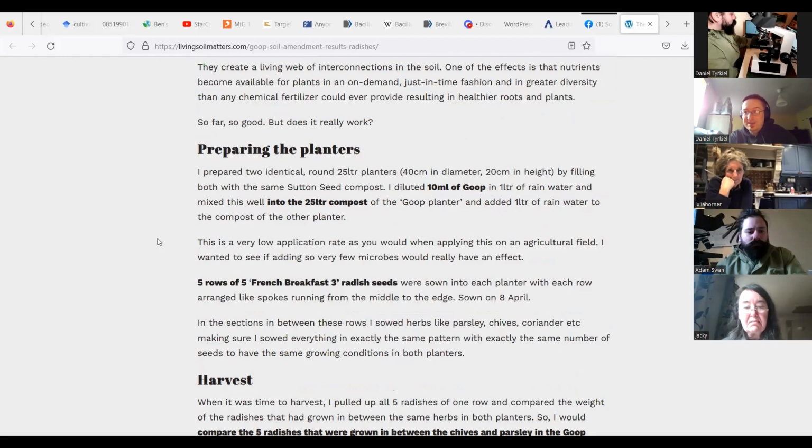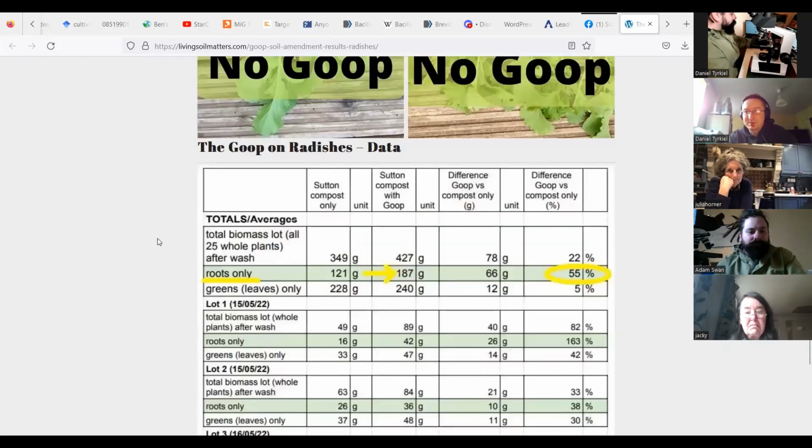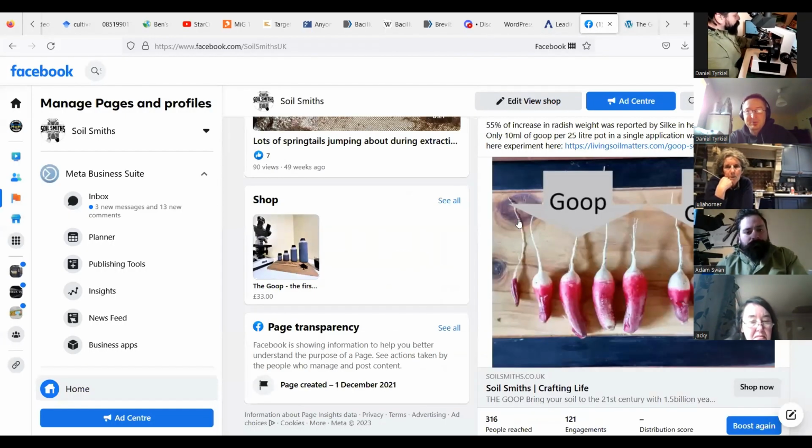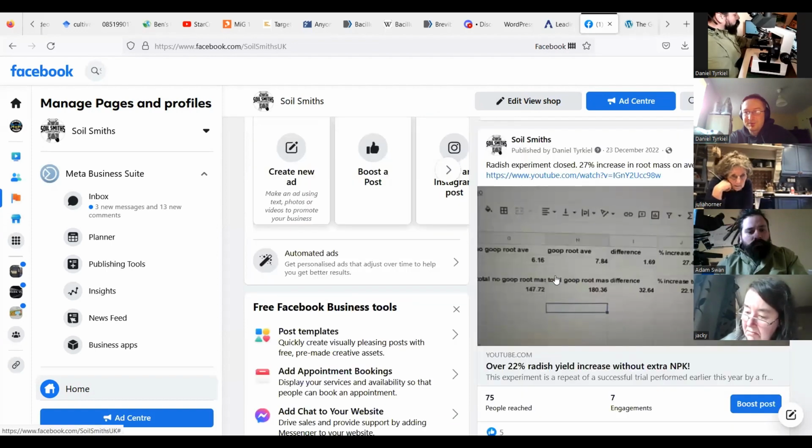So I decided to replicate it. Last year, just before Christmas, I did the harvest, and I got a 22% increase. That's after putting 10 milliliters of goop into 75-liter pots. So tiny amounts in comparison, a single application. The Soulsmiths website is still down, but you can find Soulsmiths UK on Facebook, and here we put things on it as well. This is the replication of that radish trial.